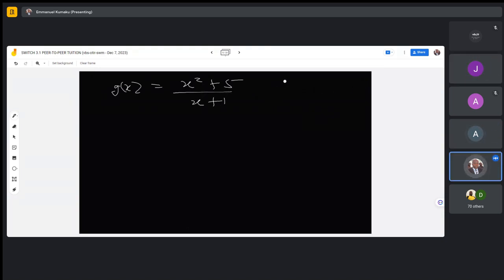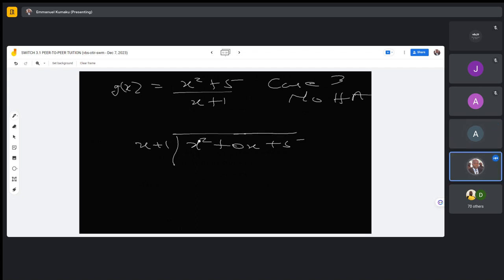So straight away we know that it is case 3. No HA. And that's why we say that we should find the oblique asymptote, and we do that by long division. Let me write this one well, so that when we are subtracting, we will not suffer. I can write this as x squared plus 0x plus 5, because there's no term in x, so I can bring it there. Then x plus 1. This one goes here, x times.